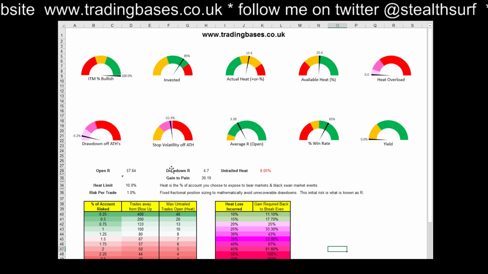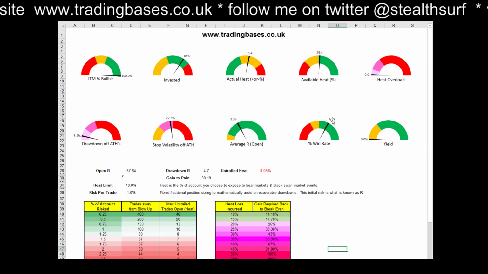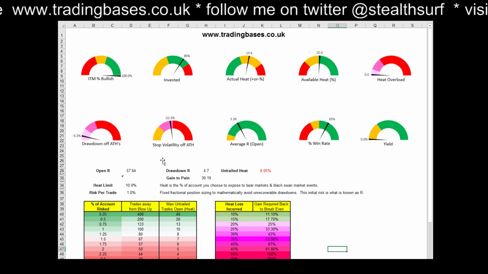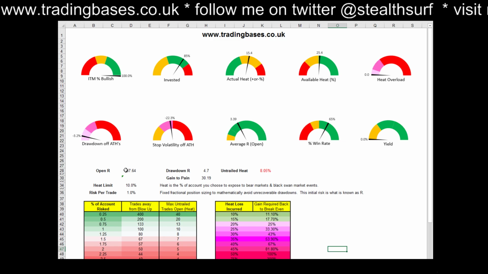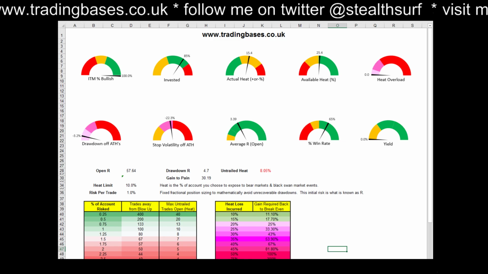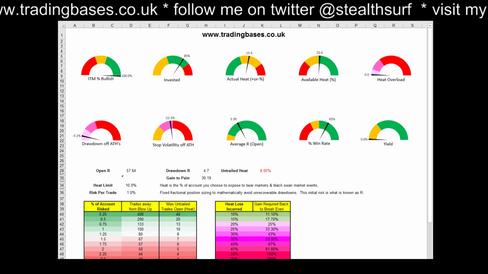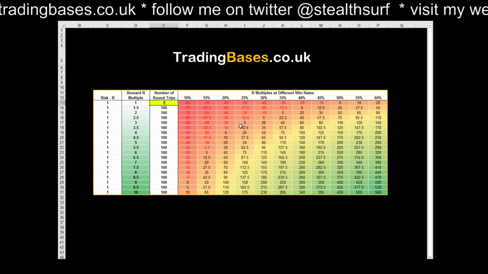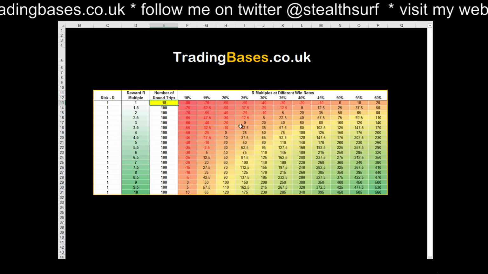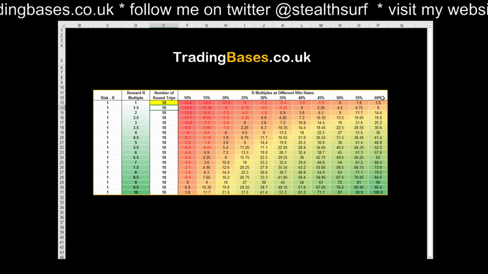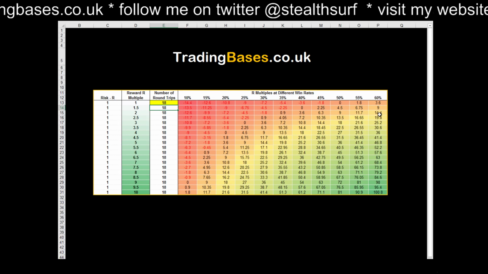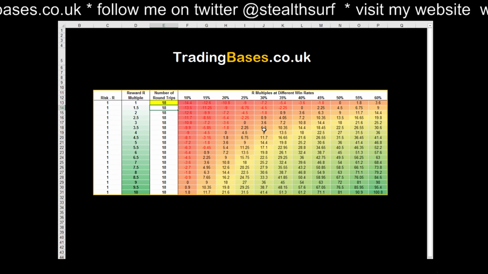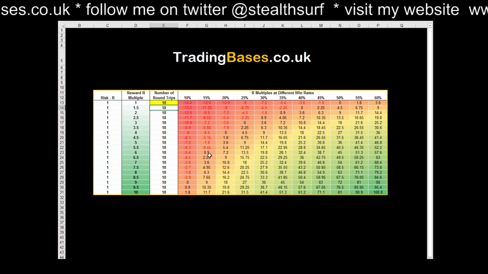So at the moment, 65% of open trades are right, and I've got 57 R on the table, and I think I've got 18 trades running. So I'm right 65% of the time. I only go up to 60% on here for obvious reasons. We try and show the sensible area.